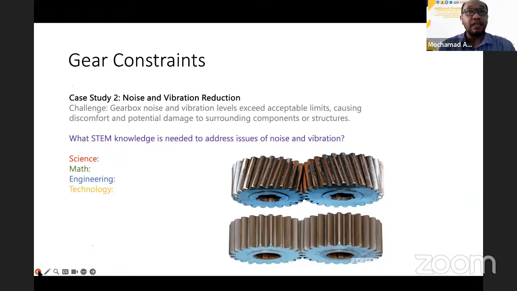Kemudian secara teknologi, kembali lagi, teknologi ini bisa kita gunakan untuk membuat simulasi dari roda gigi ini. Untuk dalam konteks ini, membuktikan pemikiran-pemikiran kita secara sains dan engineering tadi. Kalau secara matematiknya mungkin bisa kita tarik garis bagaimana menentukan geometri roda gigi yang tepat untuk digunakan di sini.